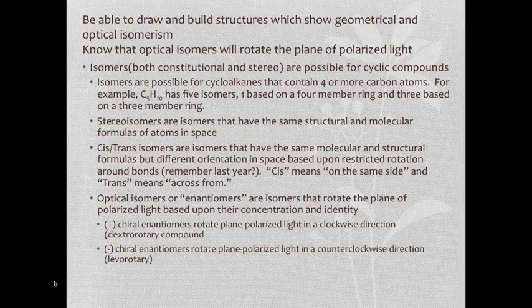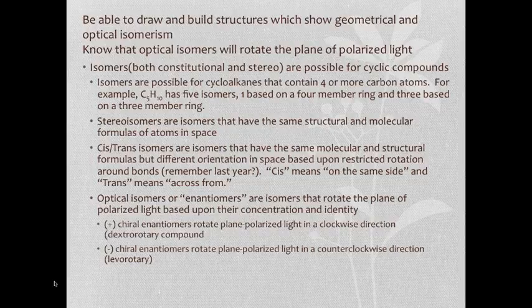The next assessment criteria is to be able to draw and build structures which show geometrical and optical isomerism, and know that optical isomers will rotate the plane of polarized light. There are two kinds of isomers. They are constitutional and stereo. We'll take a look at a flow chart on the next slide that gives you a little bit better picture of this.